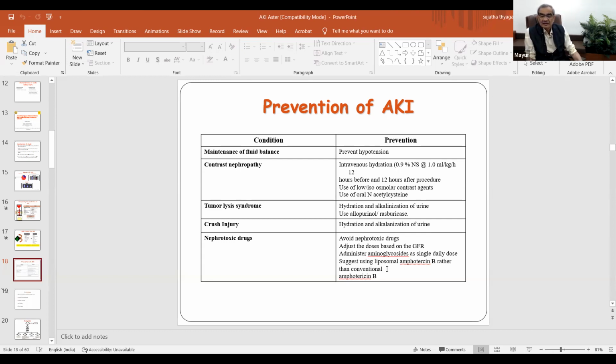Nephrotoxic drugs, it's quite a common exposure, and sometimes we have no choice but to use nephrotoxic drugs. But as far as possible, avoid nephrotoxic drugs. Adjust the dosage based on GFR. Administer aminoglycosides as a single daily dose. Suggest using liposomal amphotericin rather than conventional amphotericin. So these are some of the examples of how intensivists can play a role in preventing AKI.